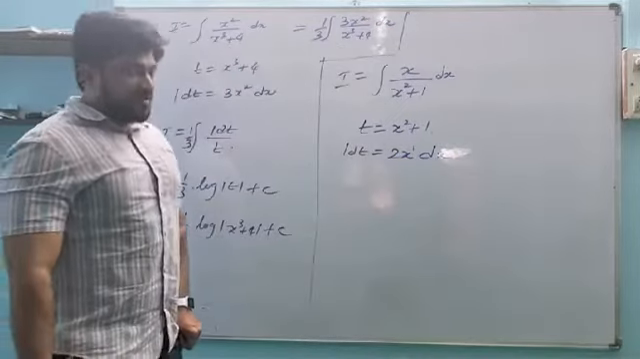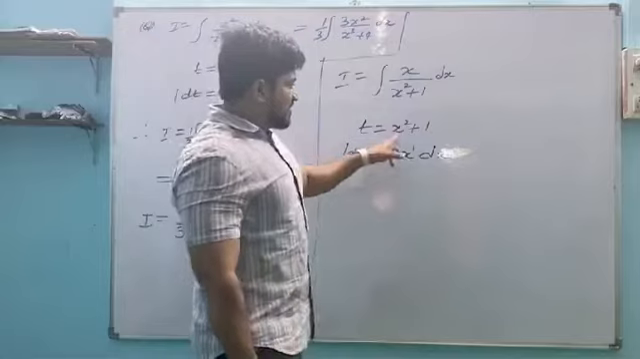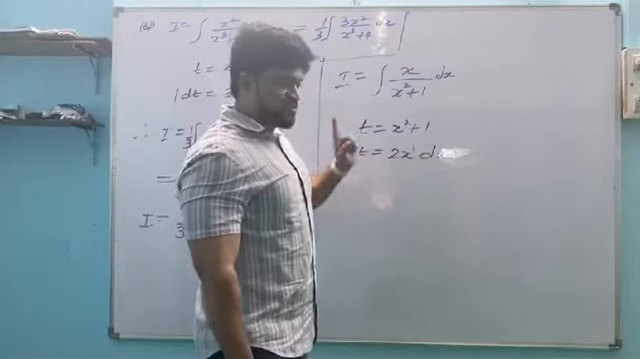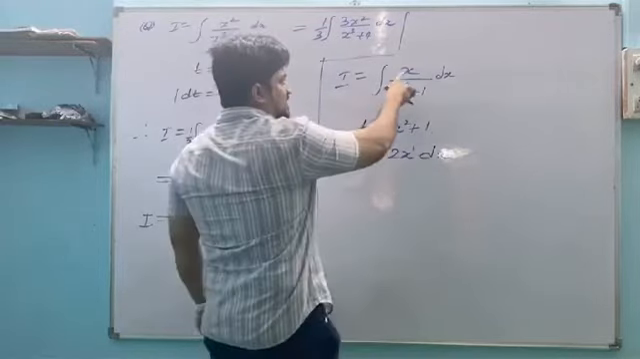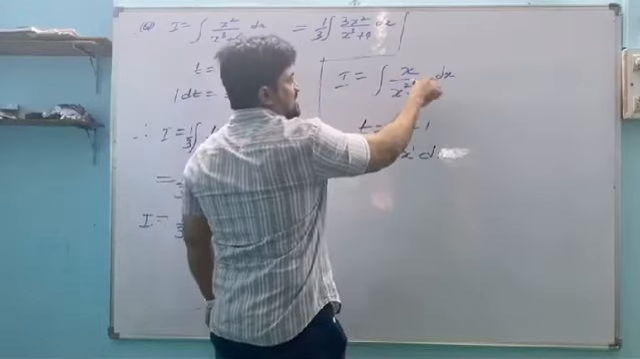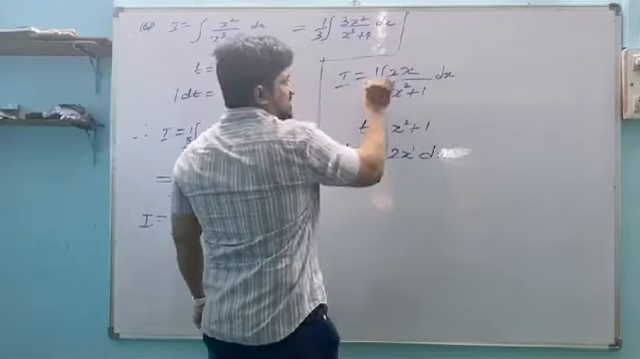You have to be very perfect in derivatives. So x square derivative is 2x. 1 derivative is 0, so no need to write 0. 2x dx. Check whether 2x dx is there. Only x dx is there. So we need to multiply by 2.